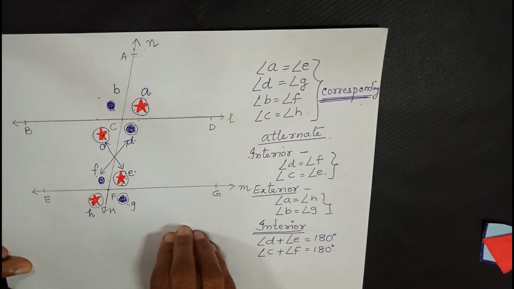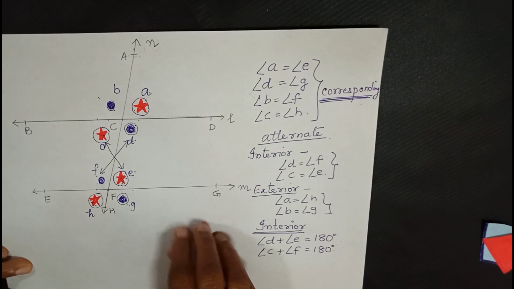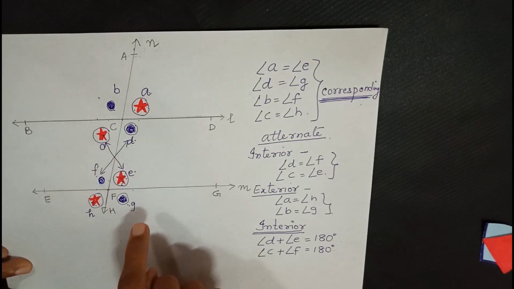So again revise this, go through it 2 or 3 times so that when the assignment is given you will be able to understand the names of the various angles and their pairs.